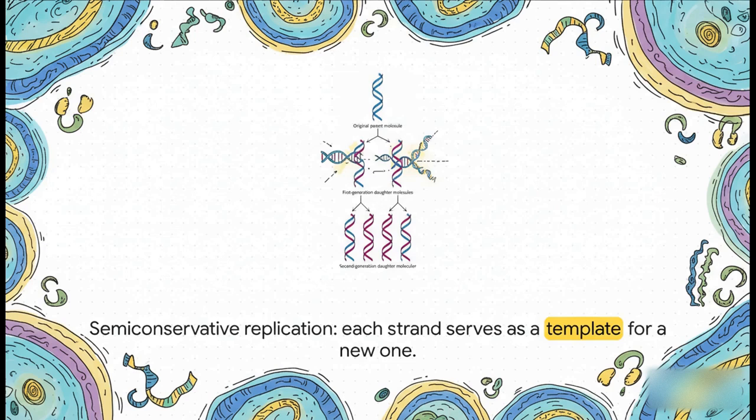The cell literally unwinds the parent DNA molecule, and each of those original strands serves as a perfect template to build a new complementary partner. The result? You get two identical DNA molecules. But here's the cool part. Each one is a hybrid, containing one of the old original strands and one brand new one. We call this process semi-conservative replication. Semi for half, because half of it is old and half is new.